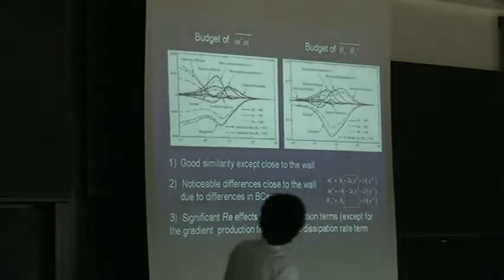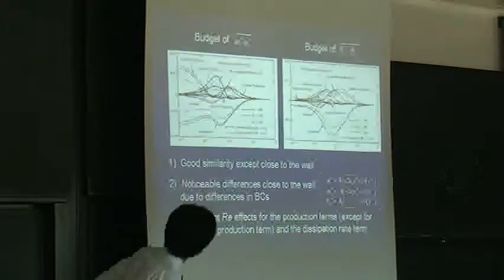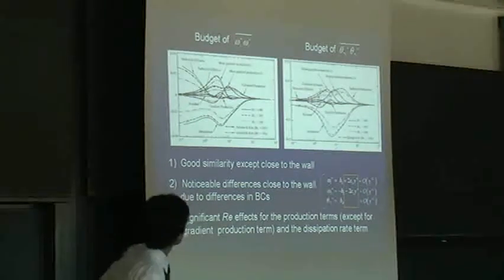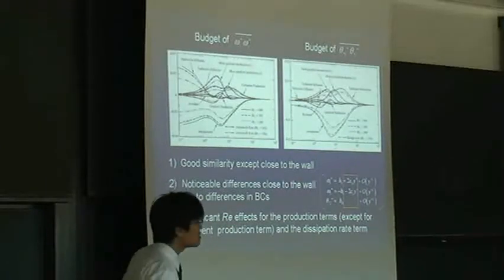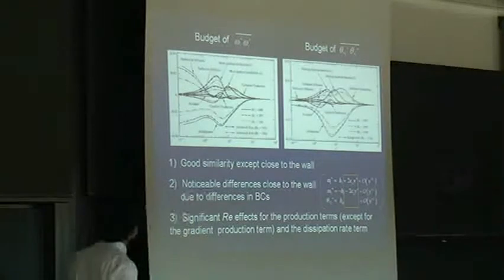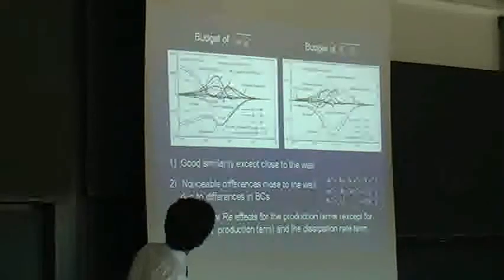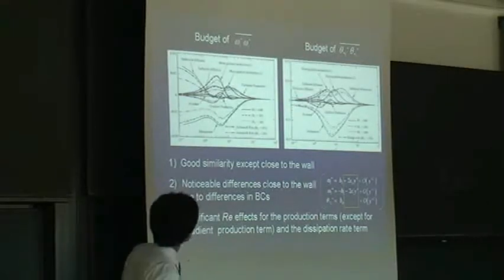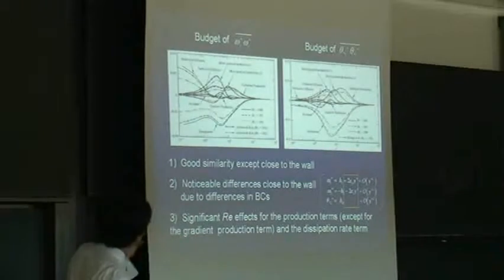This is a budget of these variables. As you see, except very close to the wall, there is a similarity between these two budgets. This is not a difference due to the different nonlinear behavior between these two quantities. Also, near the wall, the magnitude of the mean production associated with the mean velocity and mean temperature is almost the same magnitude as the thermal production term. On the other hand, away from the wall, the thermal production is balanced by the dissipation term, as in the isotropic term.